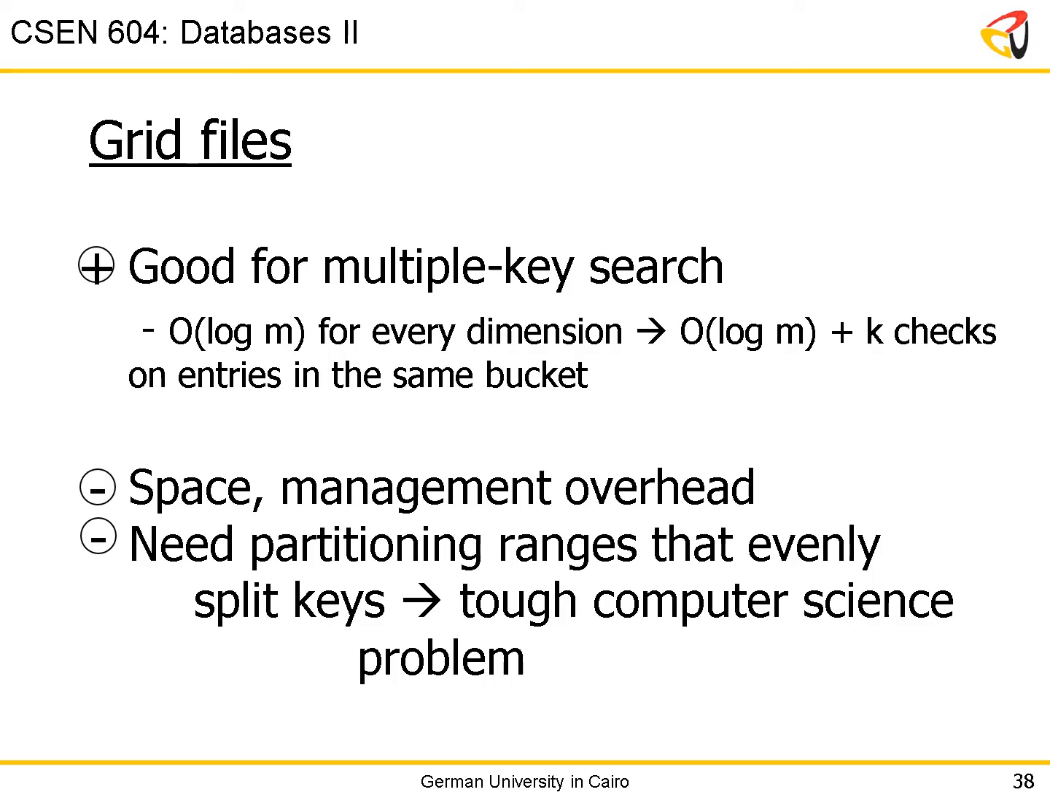Now, to summarize, grid files are good for multidimensional searches. They will give you the nice O of log m plus k. Again, m here is the number of ranges you establish from the n data points. The problem is that the grid has to stay in memory. So what that means is you will try to make it as small as possible, and this again complicates the range selection, and you still have the problem of range selection.